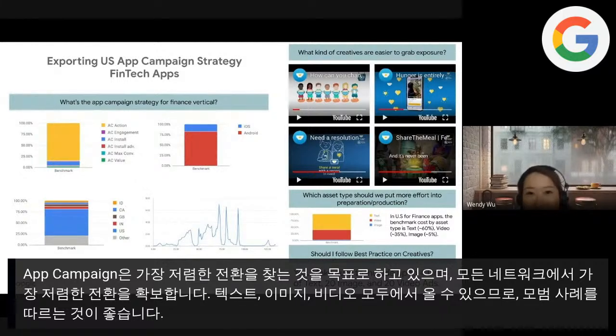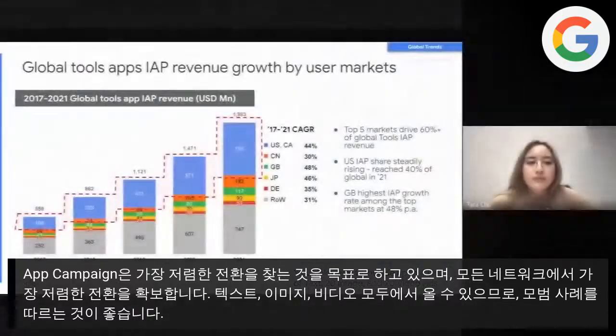So here are the campaign tips that we run for US FinTech. Thank you. Off to our colleagues to give you more user growth insights on the Tools vertical.